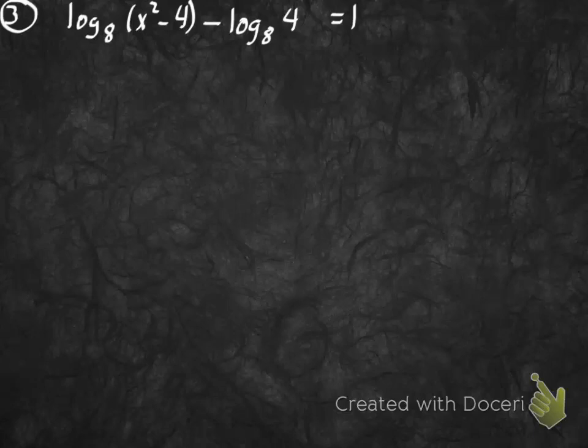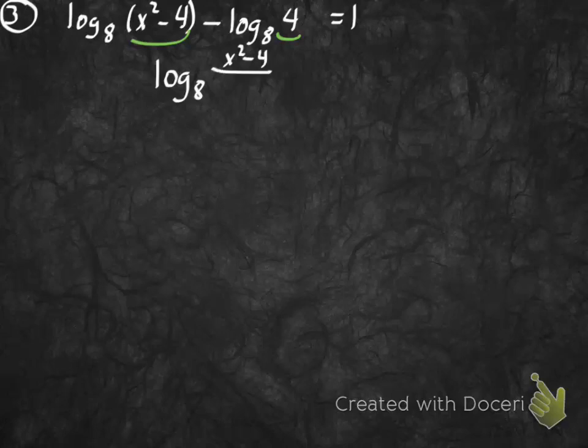Do I have more than a single log on each side? So that means that we need to combine them. How am I going to be able to combine those two items? Divide. So log base 8 of x squared minus 4, divided by 4, equals 1. And I typically put those in parentheses anytime I have more than just a single number afterwards.